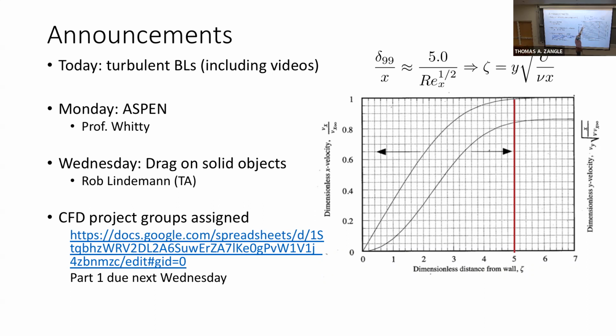So we said that delta 99, the boundary layer thickness defined as the point where the velocity is 99% of the way to free stream, was 5 over square root of Re_x. So that corresponds to this here. That's where the velocity is 99% of the way towards the free stream velocity. And from that, we can see that zeta is y times square root of U over nu x, which is this dimensionless distance from the wall. I don't expect you to know or have that memorized, but I just wanted to follow up.